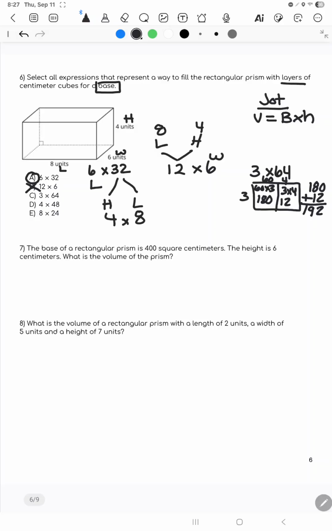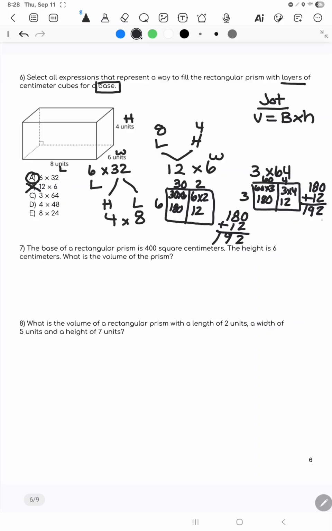You know what? I think they're trying to be really tricky on this one, because let me see. 6 times 32. I might end up erasing this because I'm running out of space. I will give you way more room on your assessment. You'll have lots of blank paper. But 32 times 6, let's check that out. 30 times 6, we have 180. 6 times 2 is 12. If I add those together, it's 192.